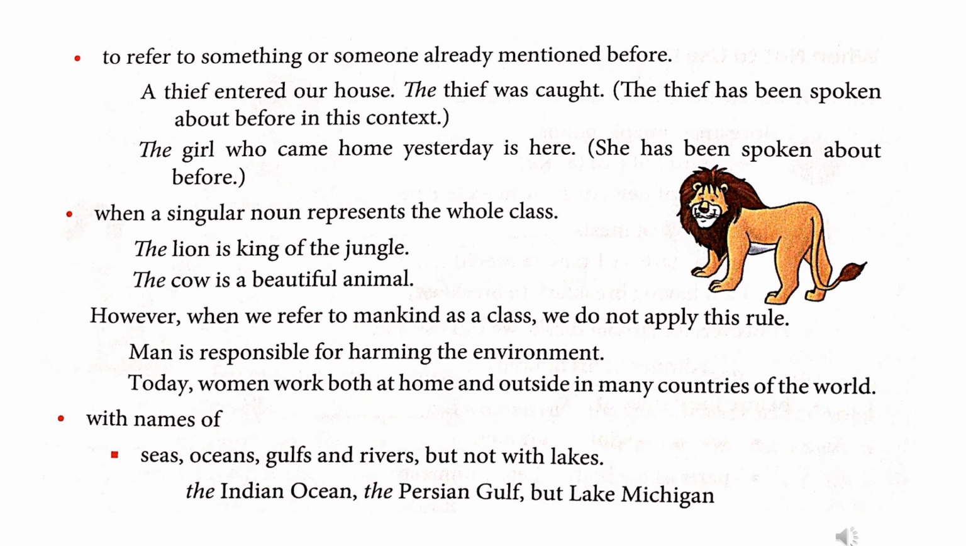The is used with the names of seas, oceans, gulfs, and rivers, but not with lakes. We can use the before the names of seas, oceans, gulfs, and rivers, but we do not use it before lakes. Example: the Indian Ocean, the Persian Gulf, Lake Michigan.